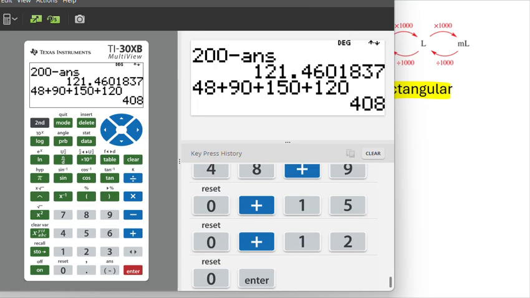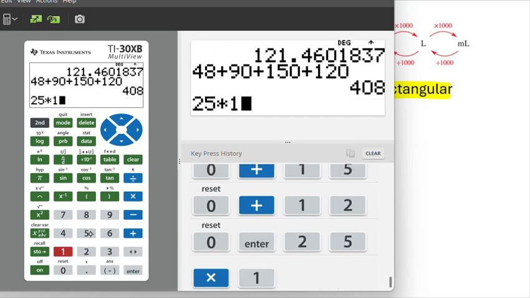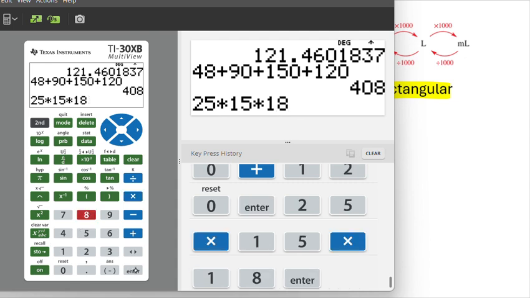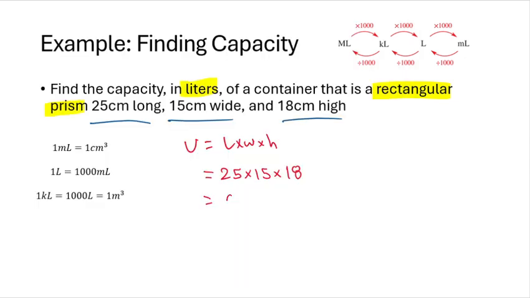If you type all of this in your calculator, you get 6,750. This is in centimeters cubed. Now the next step is to convert, okay? Convert to capacity.